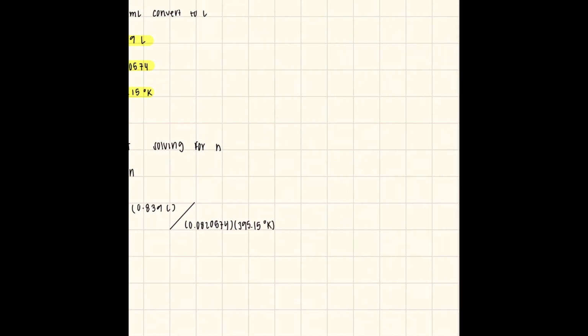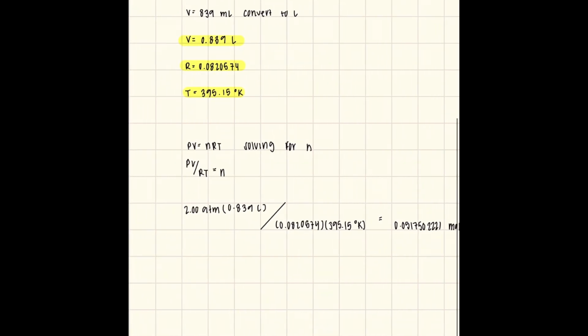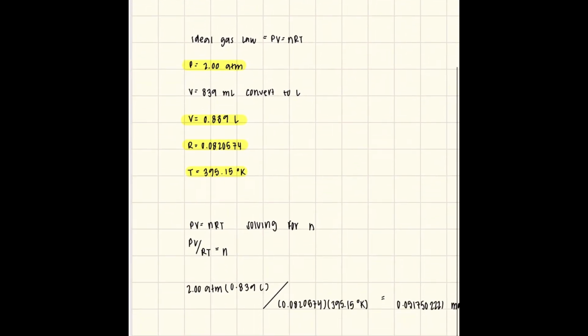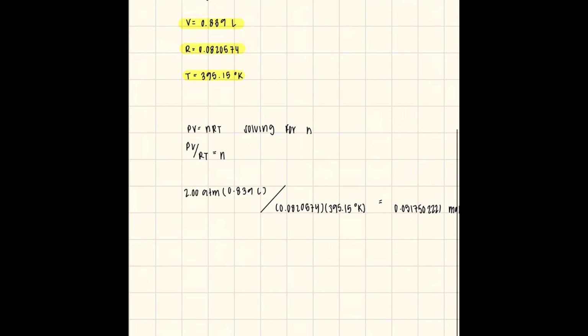Once you put that into your calculator, the final value that you are going to get is 0.051750221 moles. So we solved for moles, and just remember molar mass is given in grams over moles. If we look back into our givens, we're actually given a gram value, and that gram value is 0.704.